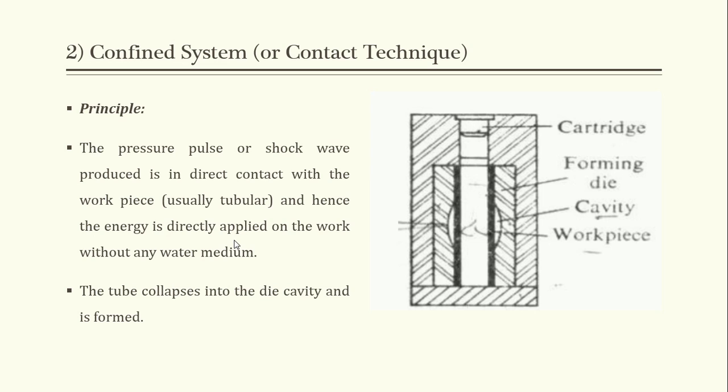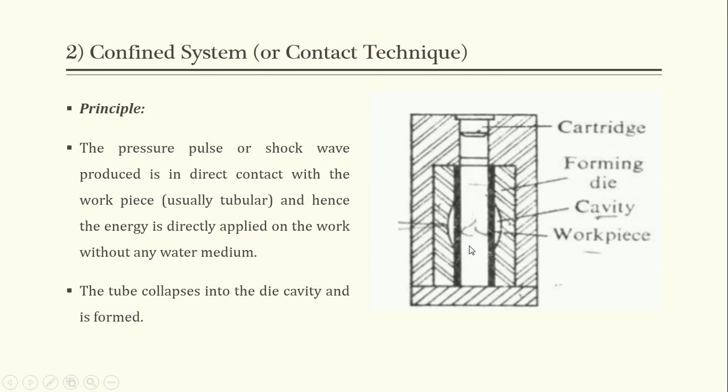Now the second is the confined system, or contact type. Here direct contact of the explosive with the workpiece will take place. That's why it is called a contact type. Now pay attention here, this is the cartridge. At the center a cartridge is placed, and this cartridge is nothing but an explosive. This black color is the workpiece which I have to deform, and this is the cavity. Means I have to give this shape to the workpiece. Initially the workpiece is straight, and I have to make it slightly bulky at the center, or deform it at the center. That is my purpose.